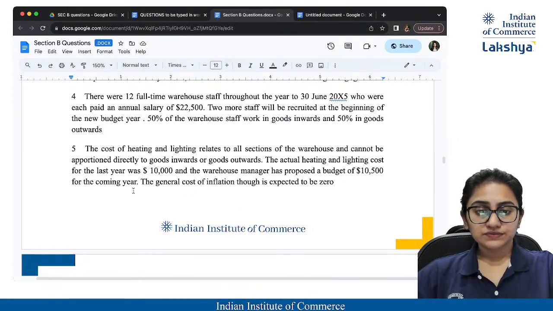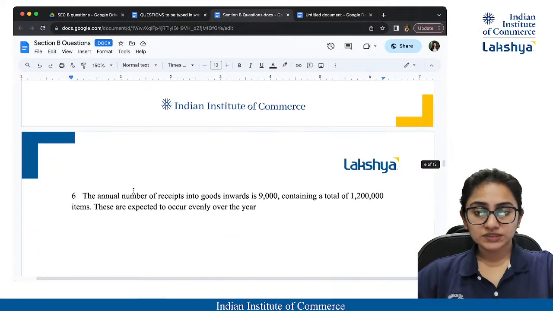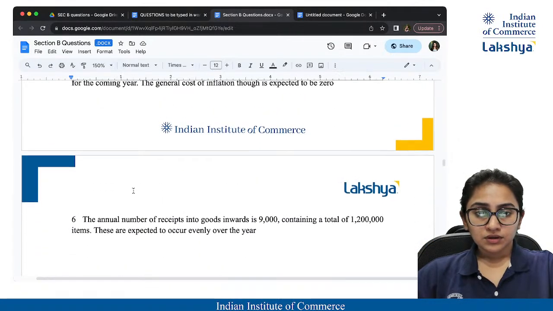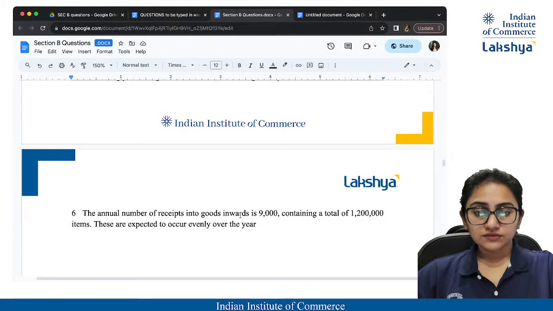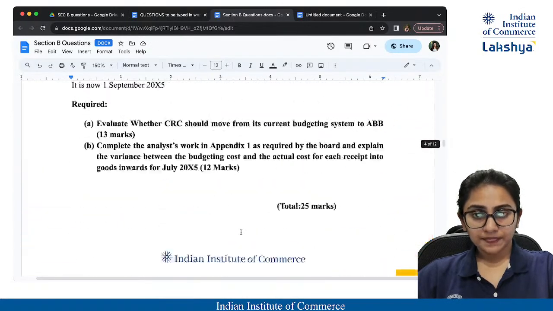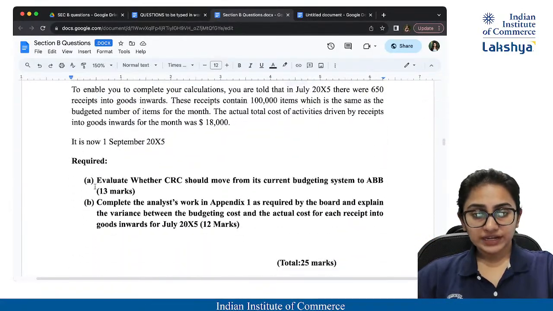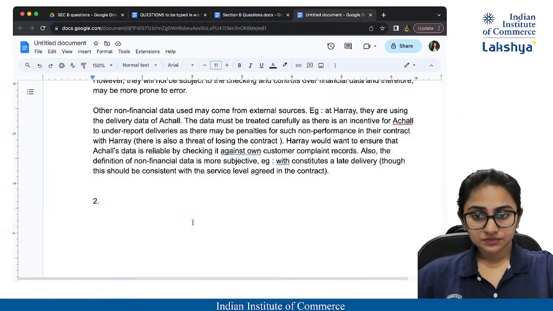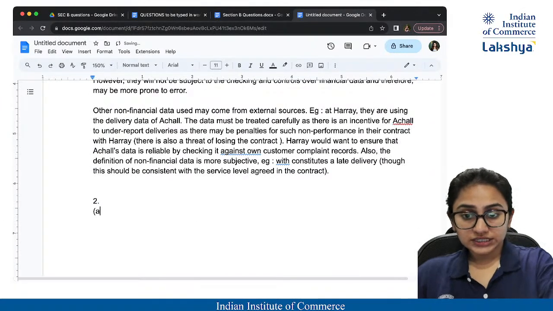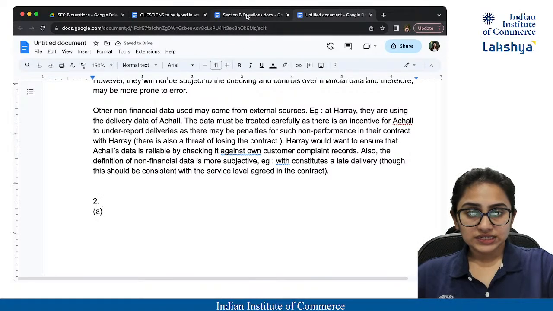The general cost of inflation, though, is expected to be 0. The annual number of receipts into the goods inwards is 9,000, containing a total of 12 lakh items. They are expected to occur evenly over the year. So now first you evaluate whether the company should move from its current budgeting system to the activity-based budget for 13 marks. So make sure you use the data that is given.